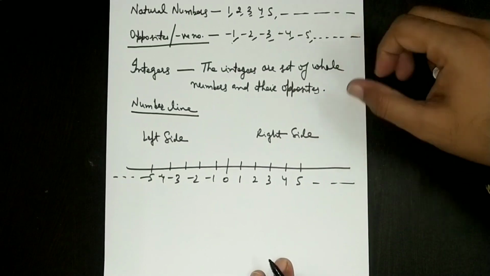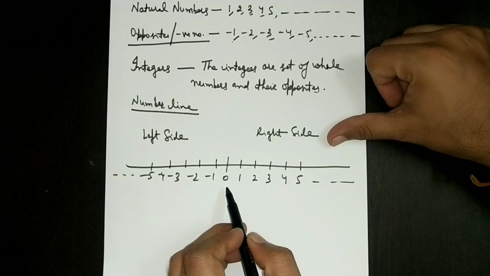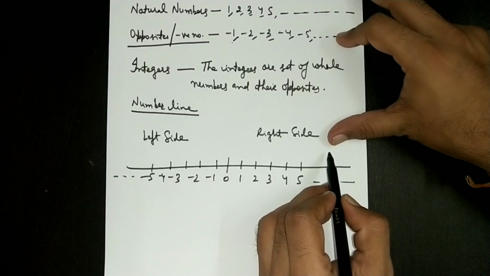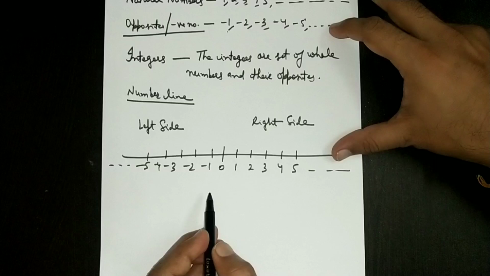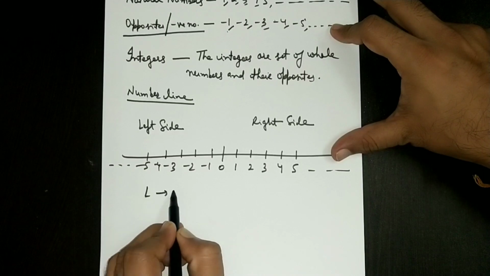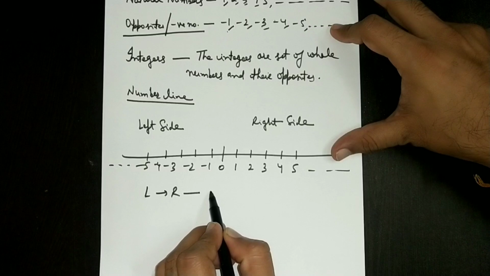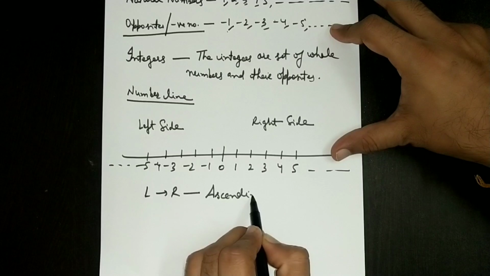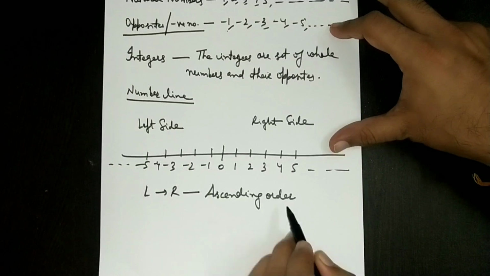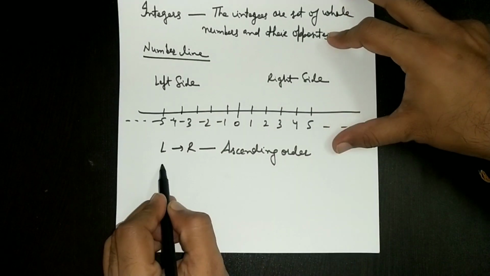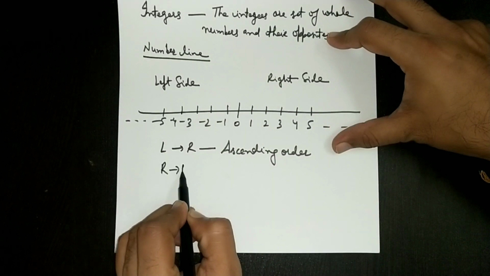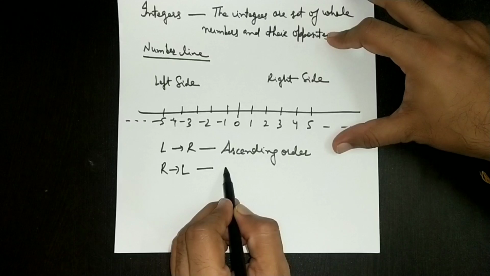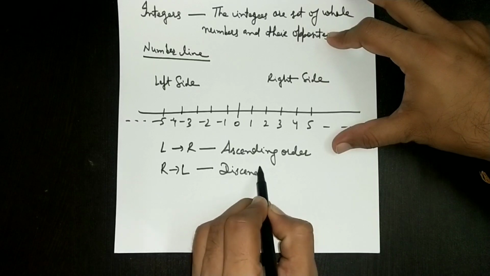So here you have to notice one thing. When we go from left to right, it means we are going in increasing order, or we can say ascending order. And from right to left means descending order.